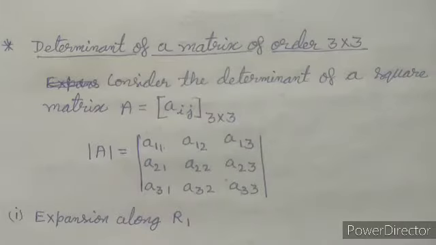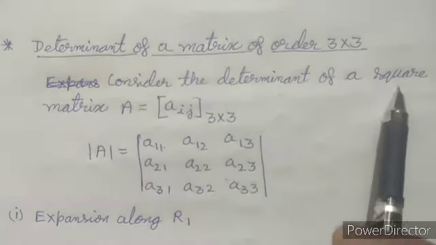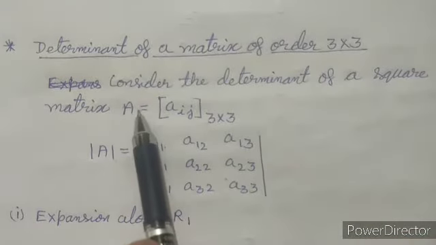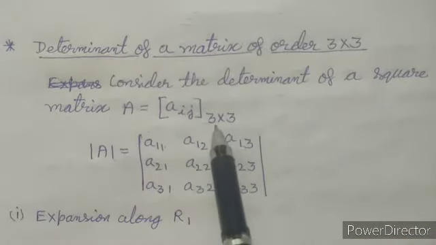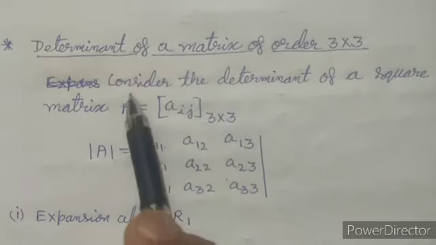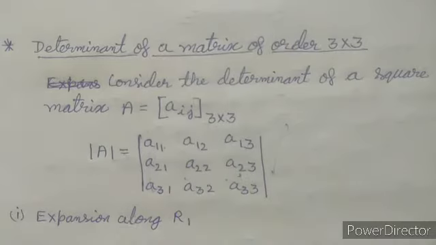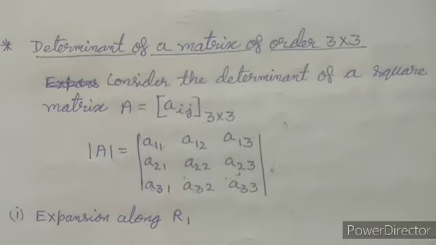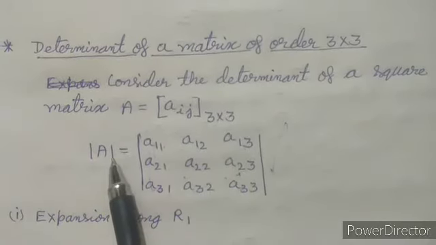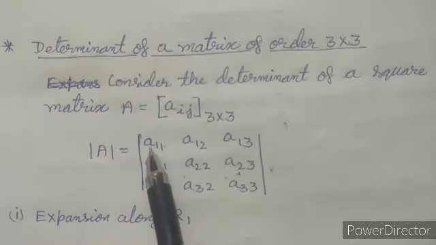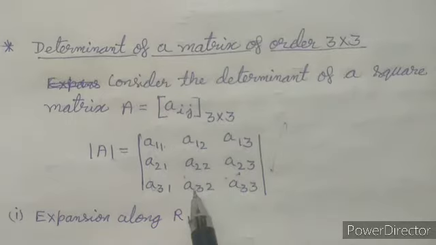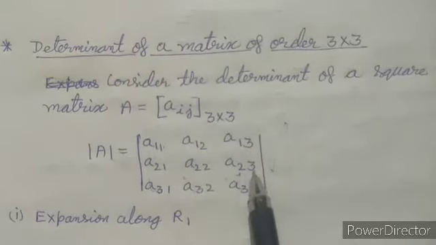Now, how to find the determinant of a matrix of order 3 by 3? Now, consider the determinant of a square matrix A, [Aij], and this is of order 3 by 3. Now, determinant A will be the determinant of the matrix [Aij]. Now, we can find out the determinant of A by expanding along any one of the rows or any one of the columns.